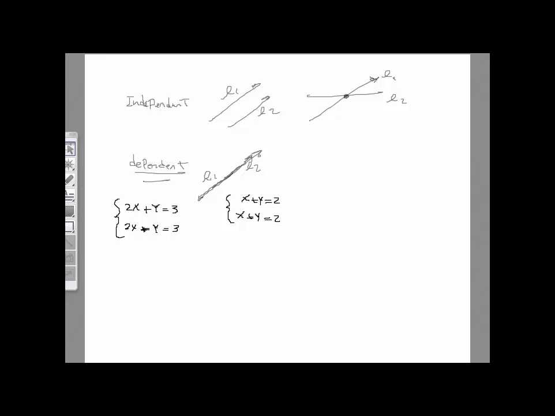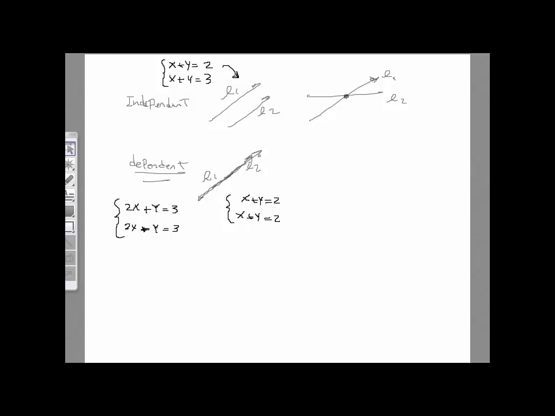Yes. Okay. Independent, like this would be about x plus y is equal to 2, x plus y is equal to 3. Now, these two lines are parallel because the slope is the same, but they're not the same line.